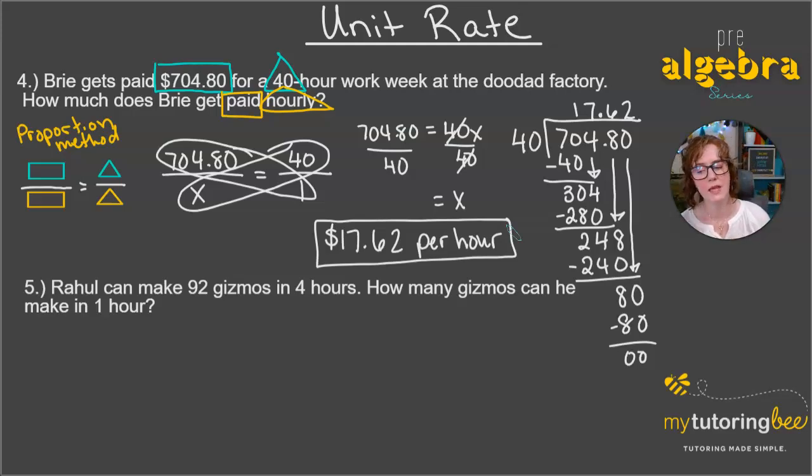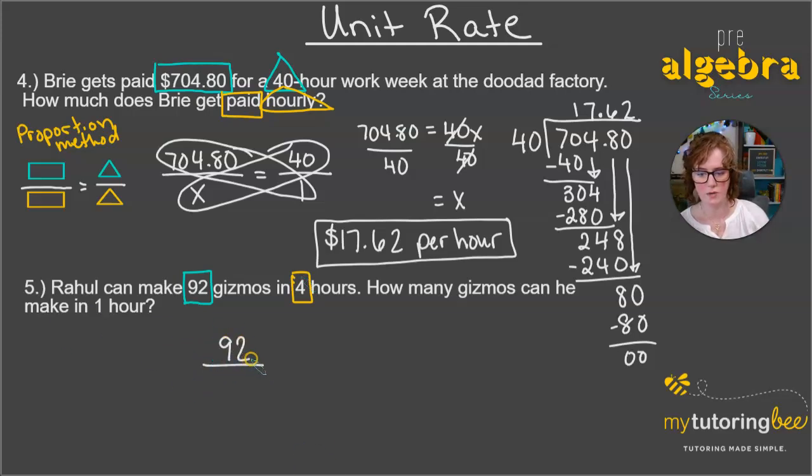How many gizmos can he make in 1 hour? Okay, I'm going to use our shapes in different colors again for this one just to kind of help me set up our proportions. So this time I'm going to put the 92 gizmos and the 4 hours together in the same fraction. So let's see what that looks like.